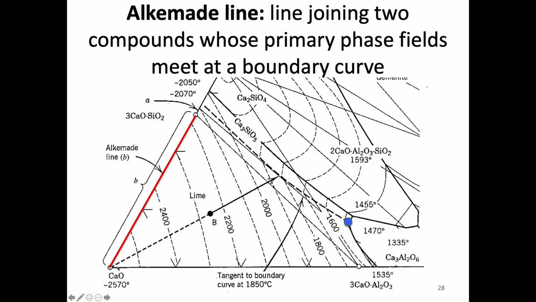And so they have compositions, those two solids, the primary phase fields, have compositions of CaO down here, and then the 3,1 component up here. So the 3 calcium 1 silicon dioxide is up here. So basically this alite line is the line joining those two compounds together. So this line that I've indicated in red is the alite line.